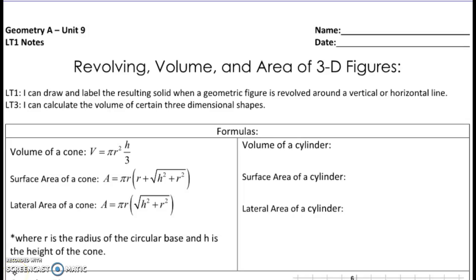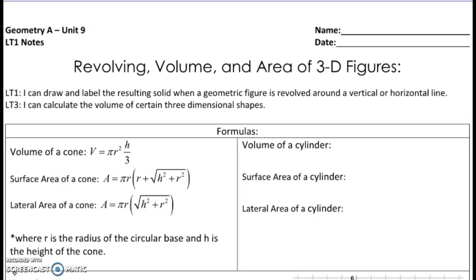Okay, so we're going to finish the year in Unit 9, which is some three-dimensional figures. And we're going to create them ourselves and then find the volume and surface area. So a couple of the shapes we're going to be dealing with over and over are cones and cylinders.